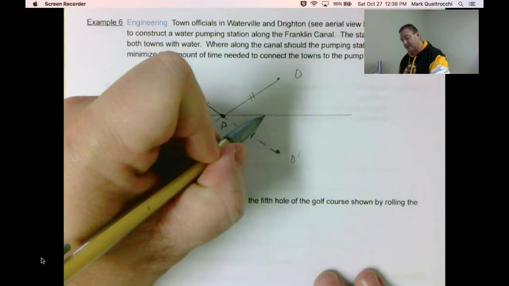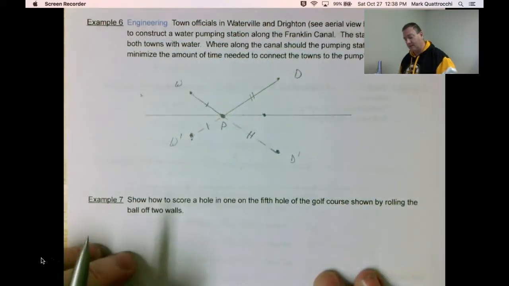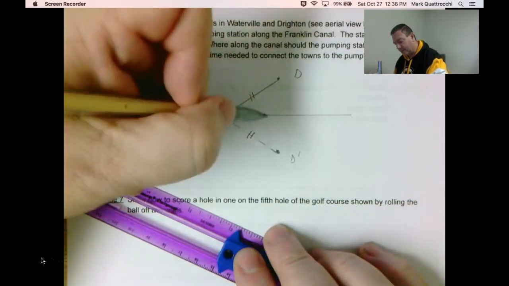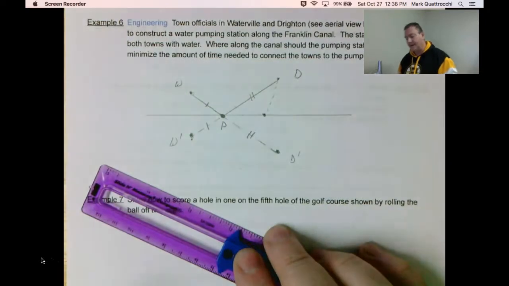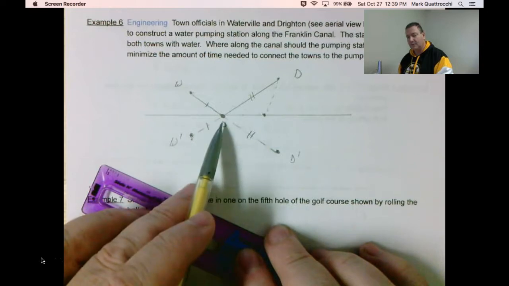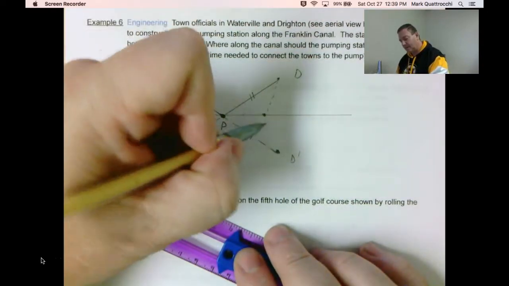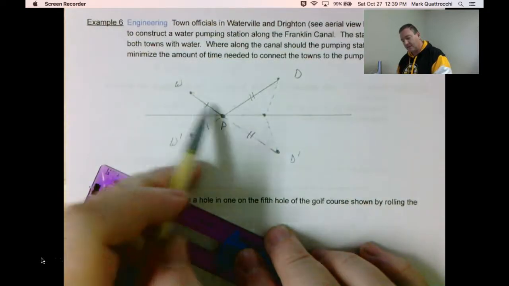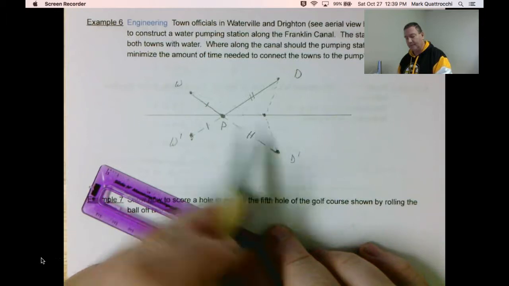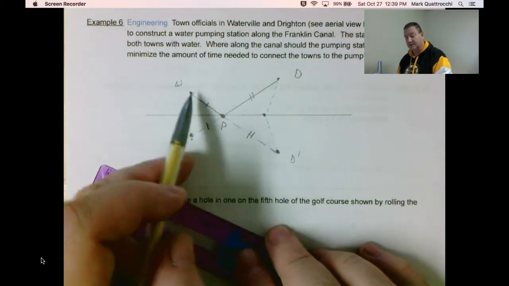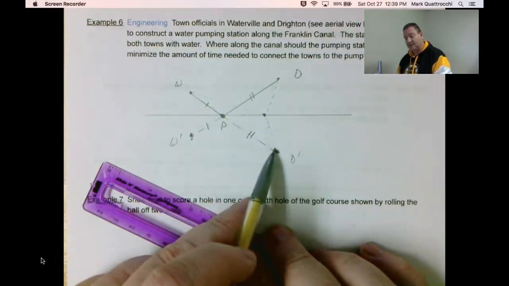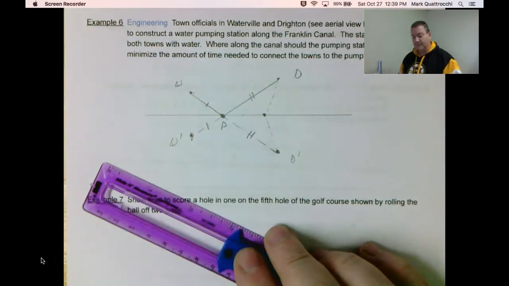Another way to illustrate this is if I put another P out here and I try putting in pipe like that, how do I know for certain that this is longer than WPD? Because this is not the shortest distance between W and D prime. In fact, it's a much longer distance. And W to here to D is the same as W to here to D prime. So that's where my pumping station ends up going.